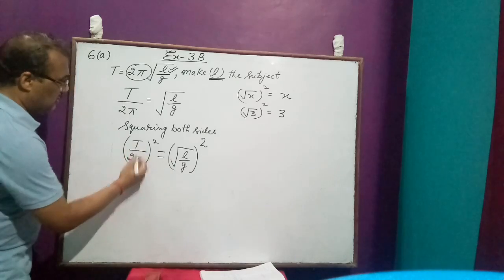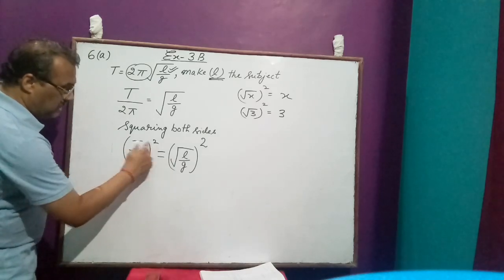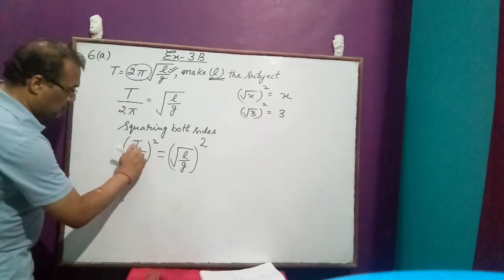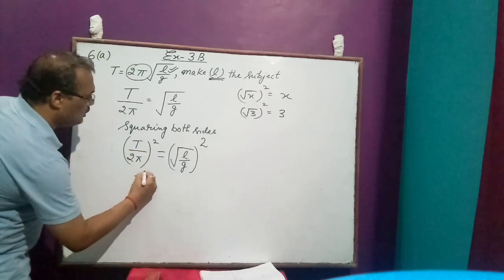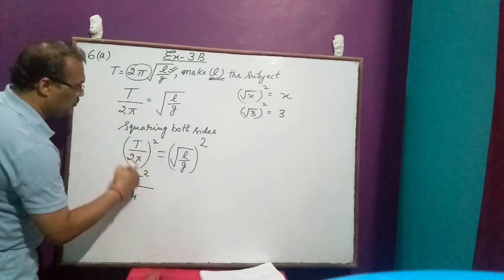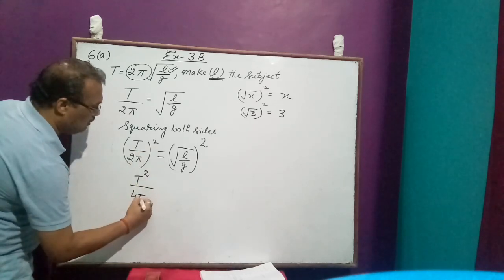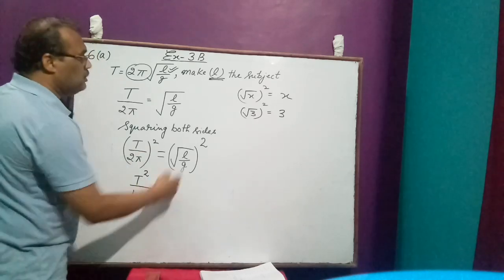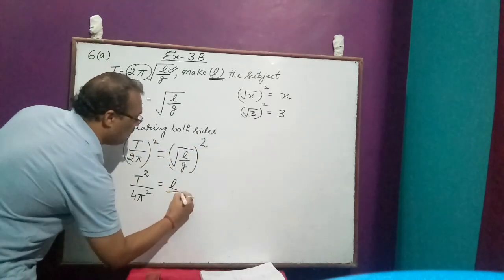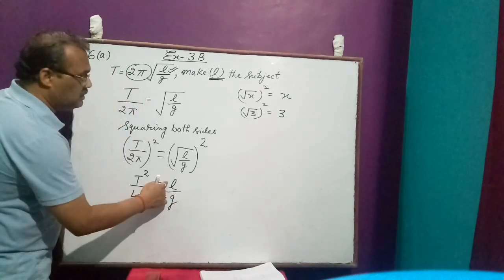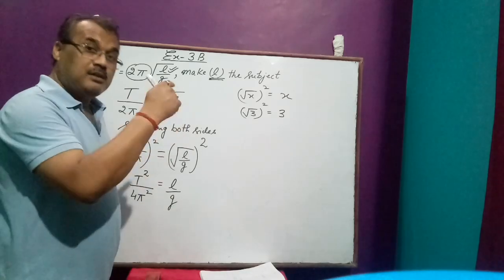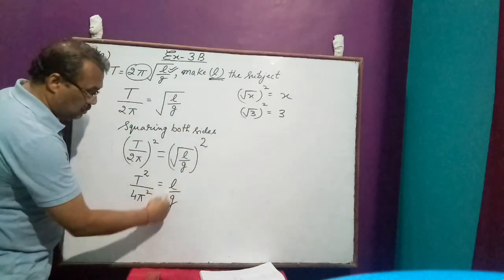Okay, now as we make square, this square is for T as well as for 2 pi also. So when we solve it, it becomes T square upon 4, 2 square is 4, and pi square, is equal to, and here the square root sign will get over. So what is left here? L upon G. Now L is free. Before that L was inside the square root sign. Now you can see there is no square root sign.